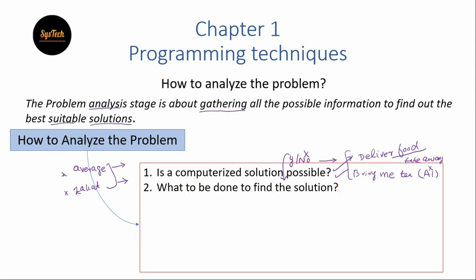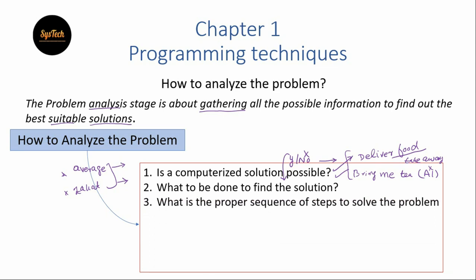You will find out the possible methods to solve the problem. And after finding out the method, you will convert this method into a proper sequence of steps to solve this problem. Anyhow, this is called your algorithm. We shall discuss it in a later section. And the fourth one is, you will have to decide what is input, what is output.